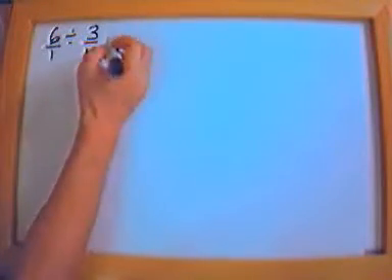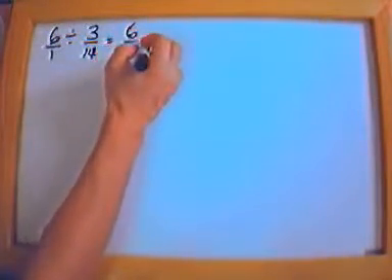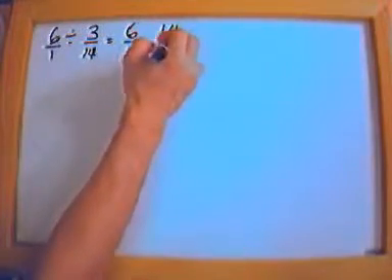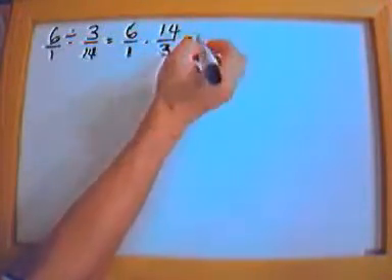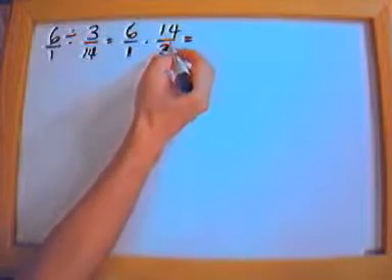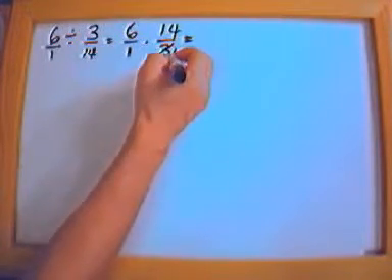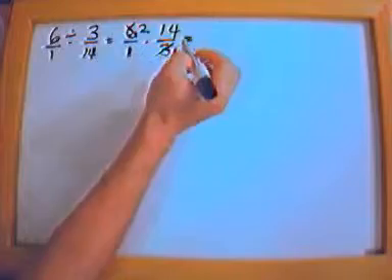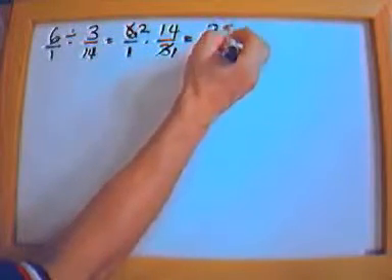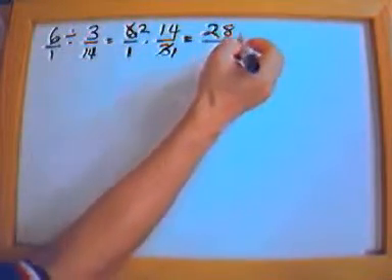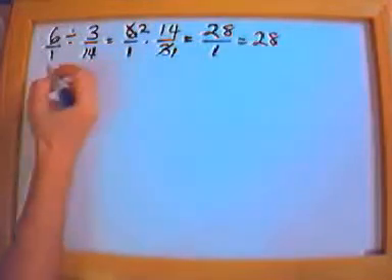Okay. Let's just continue on here and do a couple more of the division. 6 divided by 3 over 14. Well, this is just 6 over 1 times 14 over 3, which is then equal to, and I can simplify this, 3 divided by 3 is 1, 6 divided by 3 is 2, 2 times 14 is 28, over 1 times 1 is 1, which is simply 28.